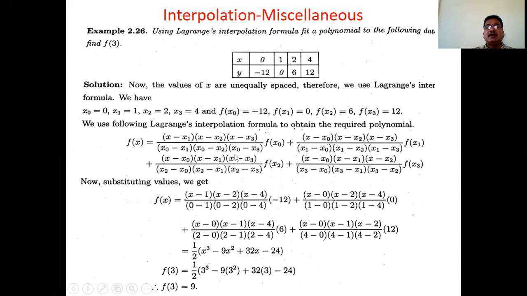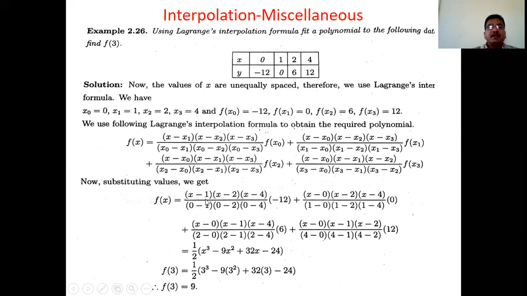So this is the Lagrange's interpolation formula. If these values of x are 5 in number, then we have 5 terms in Lagrange's interpolation formula. If the values of x or y are 3 in number, then we have 3 terms. So here the values of x or y are 4 in number, and therefore we have these 4 terms. In the first term, x minus x0 is deleted. In the second term, x minus x1 deleted. In the third term, x minus x2 deleted. And in the last term, x minus x3 deleted.